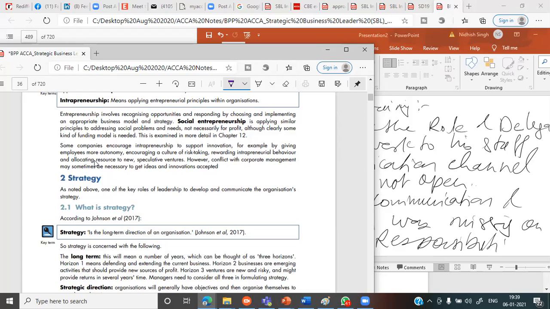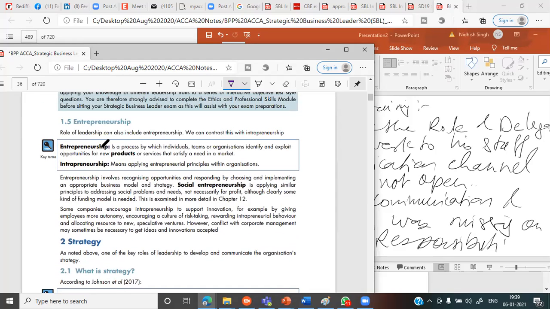A social entrepreneur applies similar principles in addressing social problems. Now you can apply this concept to handle the way this paper works. You understood entrepreneurship and you understood intrapreneurship. Now you can add the word social before entrepreneurship, or maybe you can add technological entrepreneurship, and it can just mean a different type of enterprise.